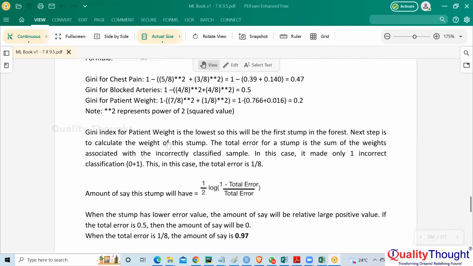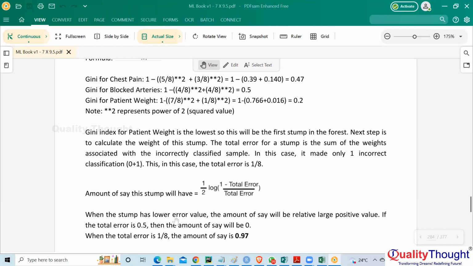The next step is to calculate the weight of the stump. What is the weight? The total error for a stump is the sum of the weights associated with the incorrectly classified samples. Because when you are passing, you will pass saying that these are the incorrect ones. We are still in the first step. We'll calculate the first step and then pass on to the next. In this case, it made only one incorrect classification, so the total error is 1 by 8.